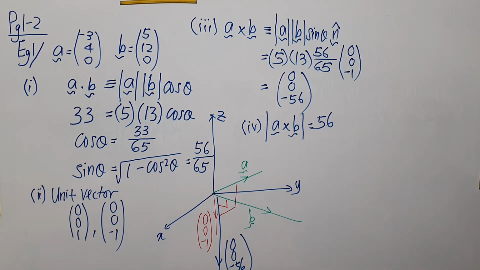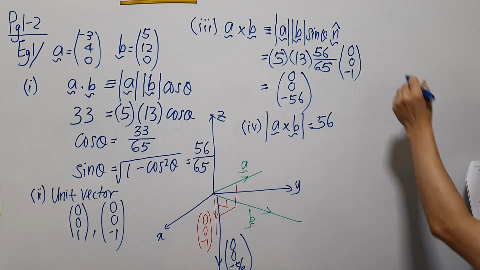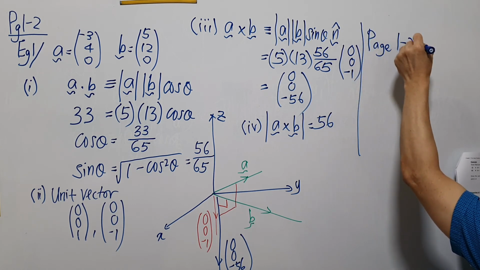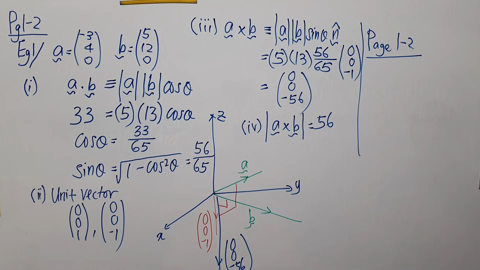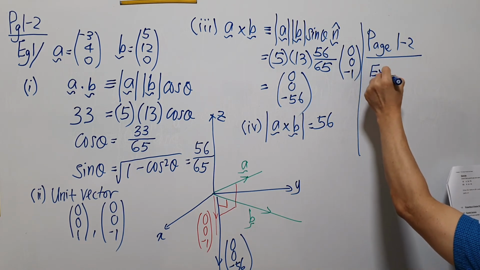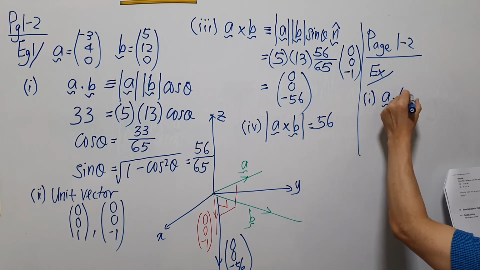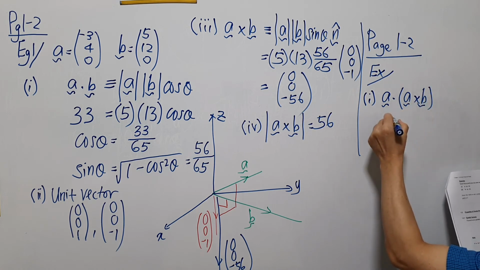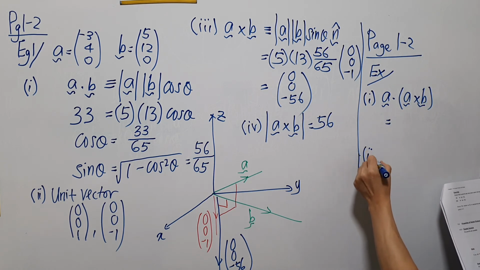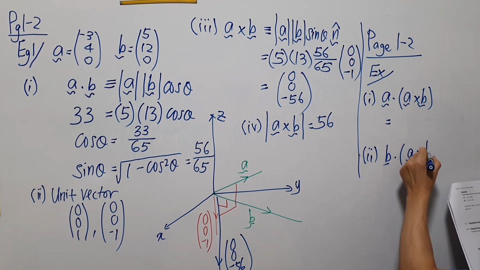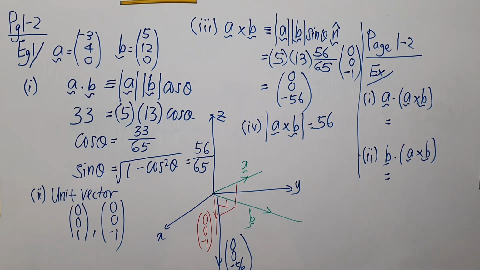Now, could you turn with me to page 12? A small exercise there. Part 1: A dot A cross B. Part 2: B dot A cross B. In this small exercise, give yourself 30 seconds to ponder over this arithmetic. What should it be?